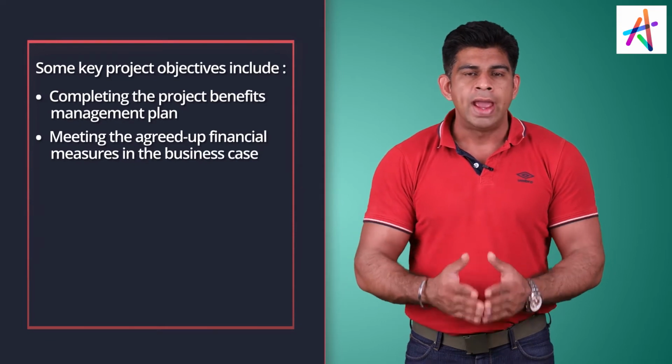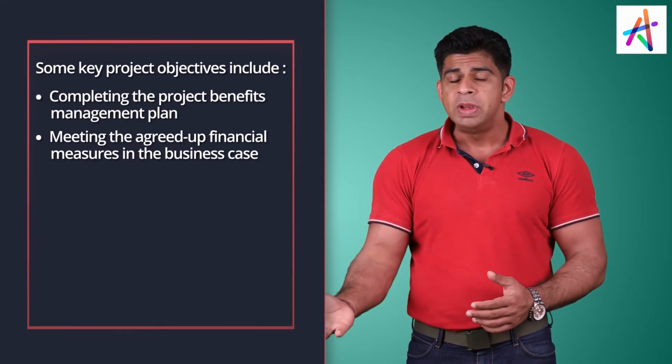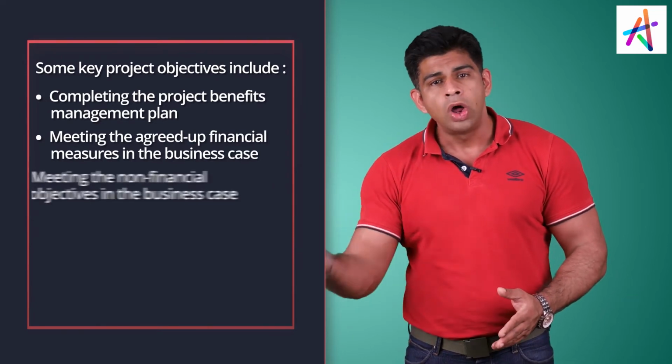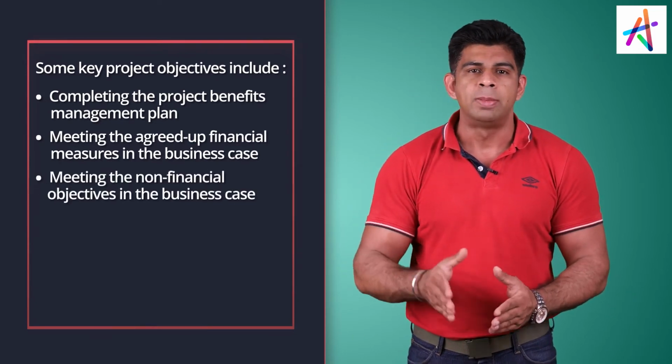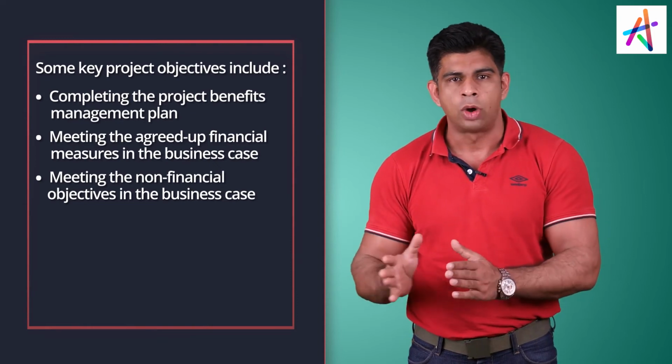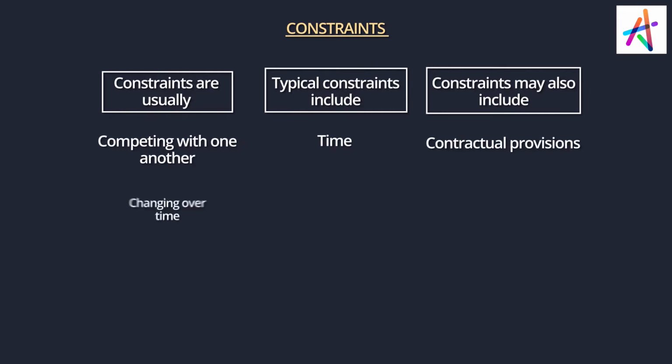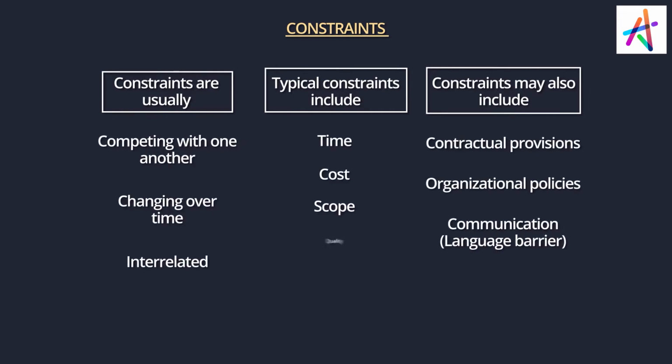meeting the agreed upon financial measures in the business case. If you don't meet them, the project is not a success. Meeting the non-financial objectives also in the business case which is listed, right? So that's the objectives. When we talk about the objectives, we got to speak about the constraints as well. We have spoken at a very high level about a constraint like your organizational policy, which you can clearly see on the screen right now, towards the right side of the screen, that says organizational policy, which is under the heading constraints may also include.